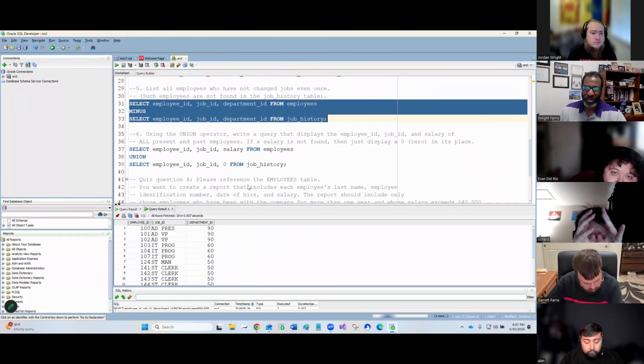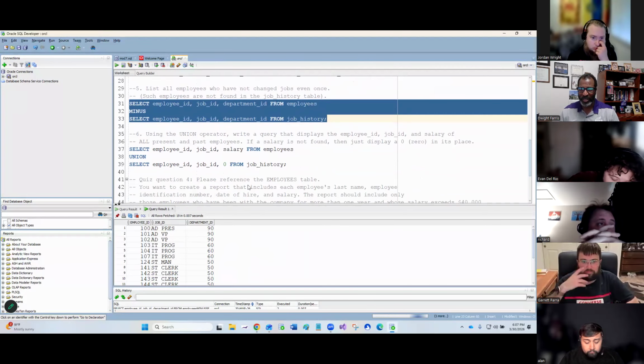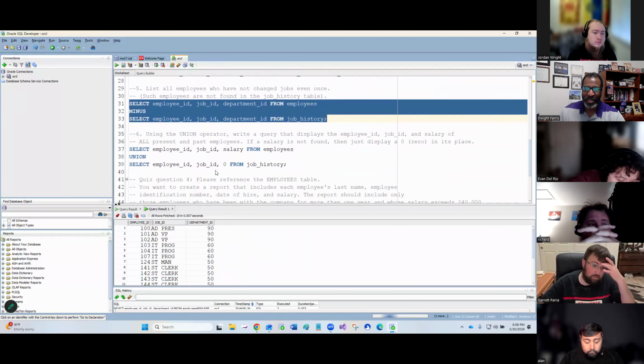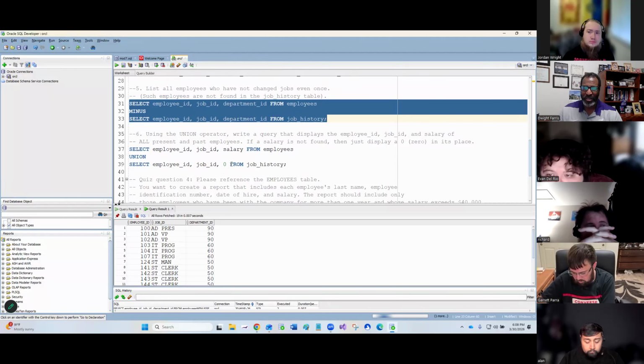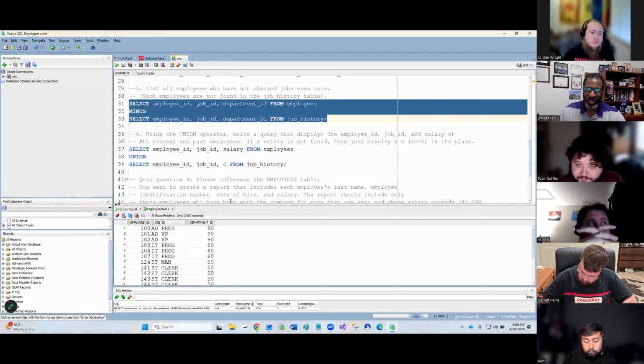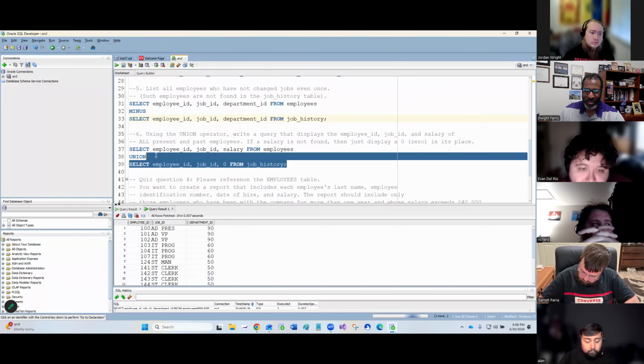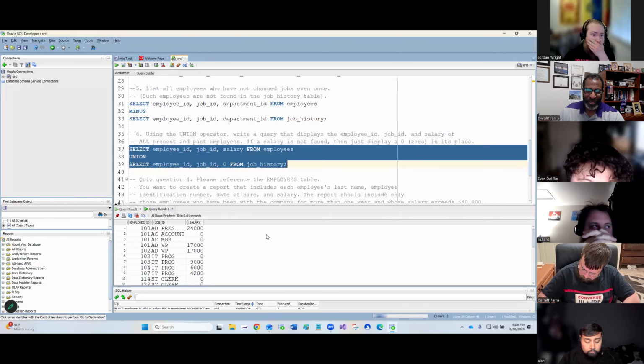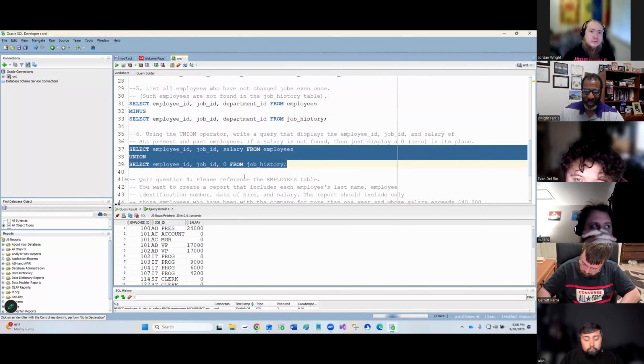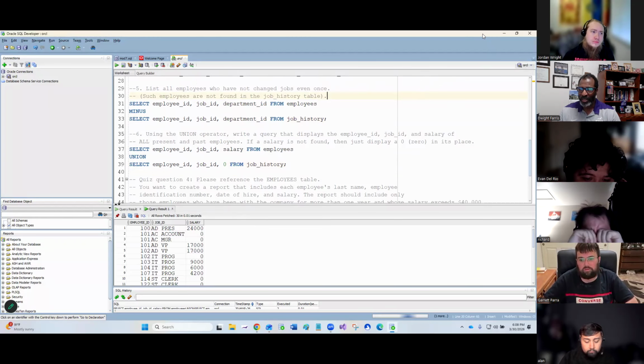And then lastly, using the union operator, write a query that displays employee ID, job ID, salary of all present and past employees. If the salary is not found, then just display a 0. And yes, you can simply just write a union, use a union set operator function. And then for the last, in the job history table, if there's no salary, then basically you just replace it with a 0. And it looks like that. Easy peasy. All right. I think you all did pretty well on the assignment.